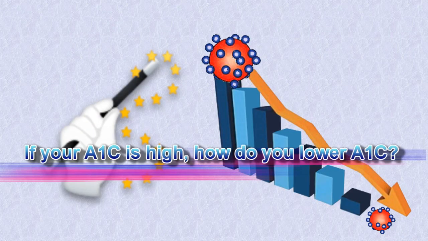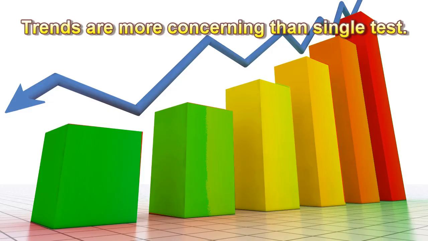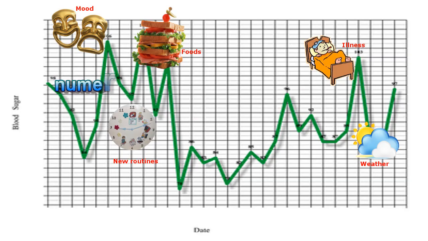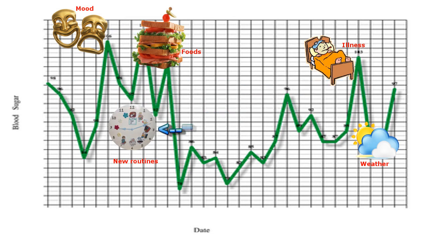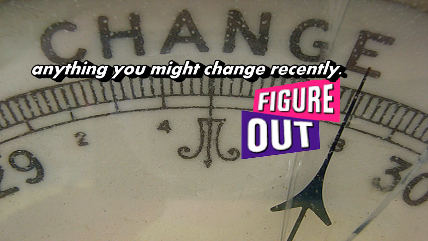If your A1C is high, how do you lower it? Firstly, do not get too discouraged over your numbers. Trends are more concerning than a single test. Find the influencing factors. Numerous things can influence your blood sugar, such as mood, new routines, foods, illness, and weather. Try to figure out anything you might have changed recently.